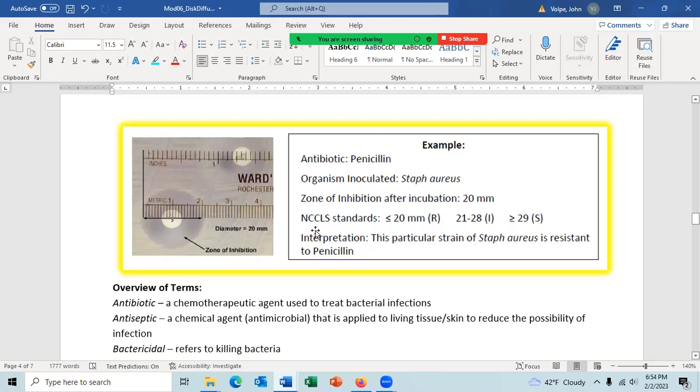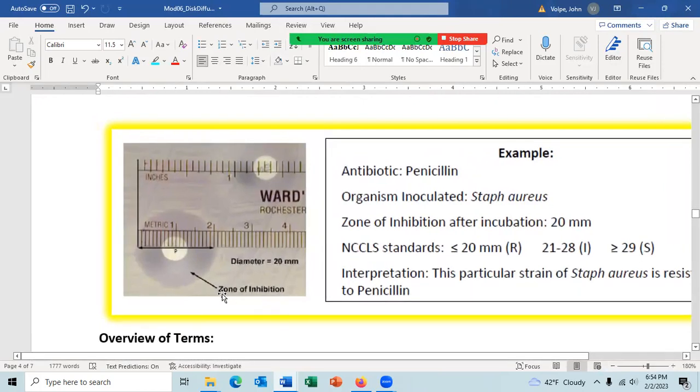Okay? And as you come over here, let me blow this up. Here is our disc containing penicillin. That's why it's penicillin G, has the P there. And then you put the ruler down and you read this, and it looks like the size of the zone of inhibition is 20 or just a little bit less than 20 millimeters, in which case it is resistant to this antibiotic. Any question about any of that?